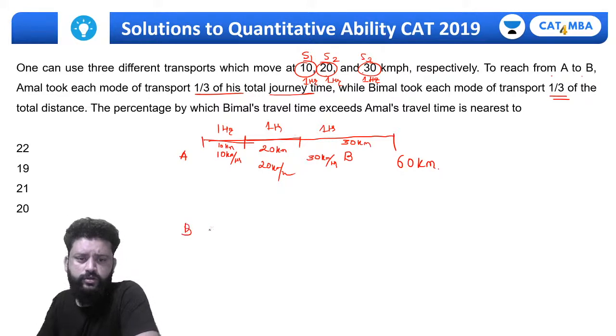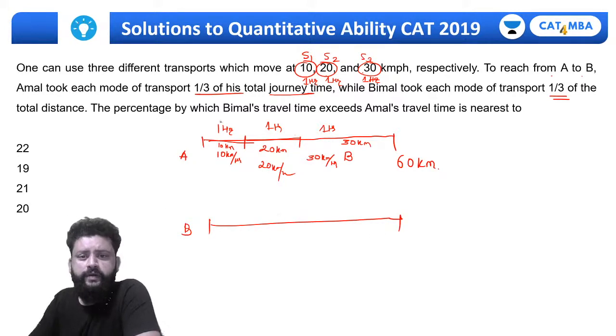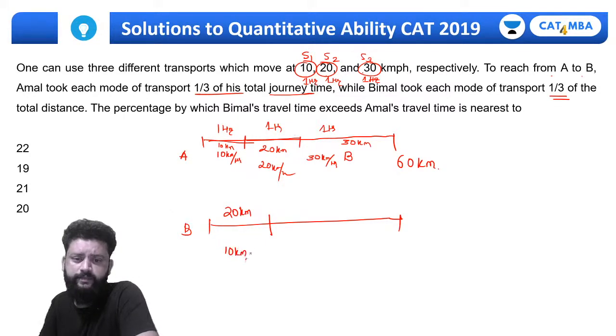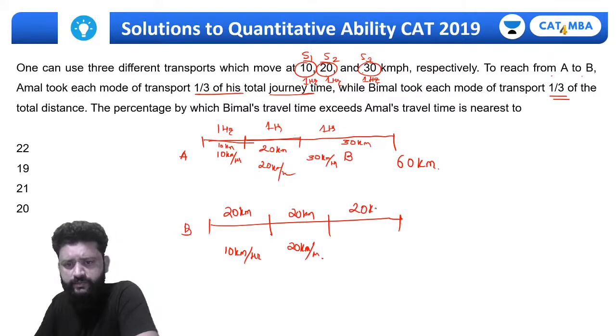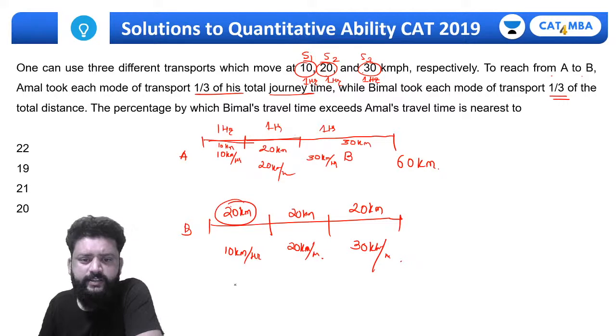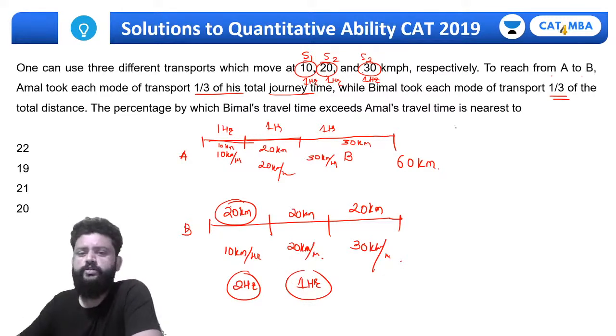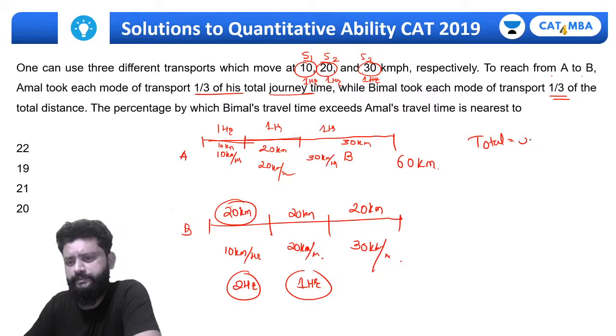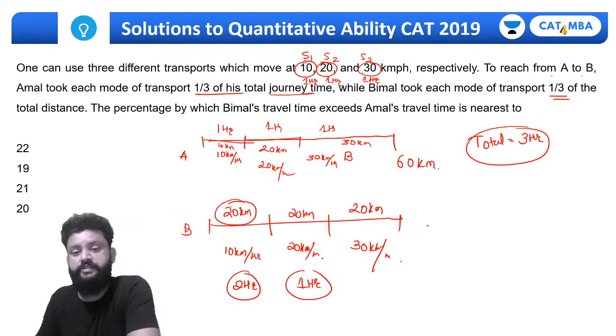Now Bimal, what he did? Bimal took 1/3 of the distance, means उसने क्या किया, 20 kilometers travel किया with the speed of 10 kilometers per hour. Then the next 20 kilometers with the speed of 20 kilometers per hour, and the last 20 kilometers with the speed of 30 kilometers per hour. राइट. सो सबसे पहले उसको ये 20 किलोमीटर करने के लिए 2 आवर्स लग गए, फिर उसको 1 आवर लग गया, तो यहाँ पे उसके 3 आवर्स कंप्लीट हो गए. इसको टोटल 3 आवर्स लग रहे हैं. That's a really easy and time saving question, I can say.